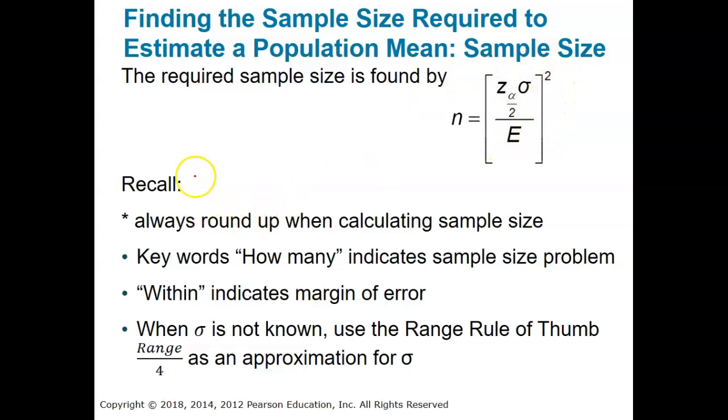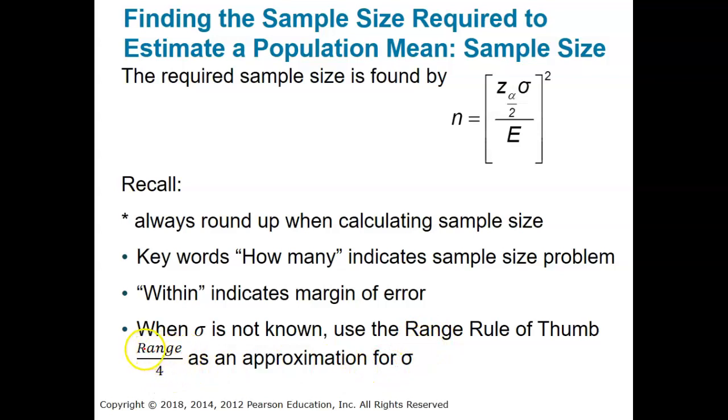So a couple of notes: always round up when calculating sample size. We talked about that in the previous lecture. One of the key words is "how many." So if it asks you for how many, then you know you're looking for a sample size. "Within" indicates margin of error. And then occasionally your population standard deviation is not going to be known. And when it's not known, you're going to use the range rule of thumb to approximate it.